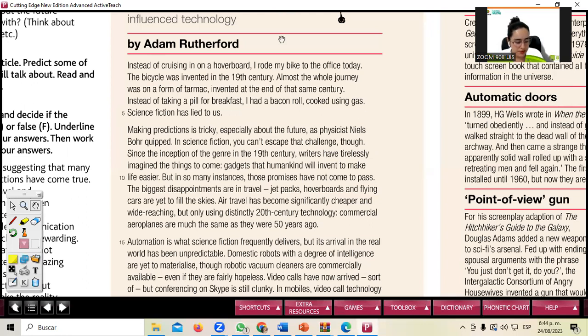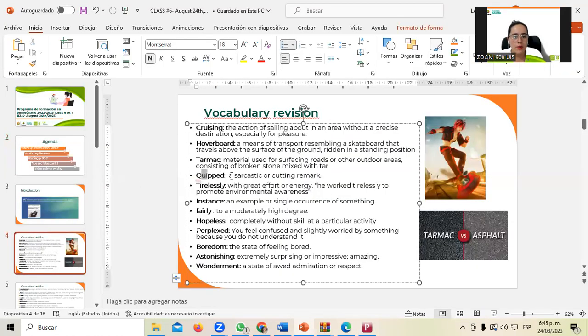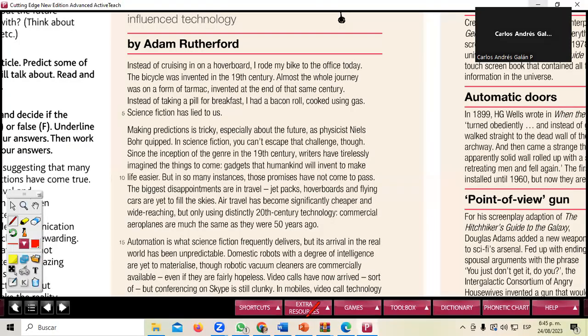Carlos, yes? Yes, teacher. In the second paragraph, the sentence "physicist Niels Bohr quipped". What is the significance of quipped? Quipped means to make a sarcastic remark. Okay, this is the meaning. Like he said it in a sarcastic way. The physicist, okay, this is the word.